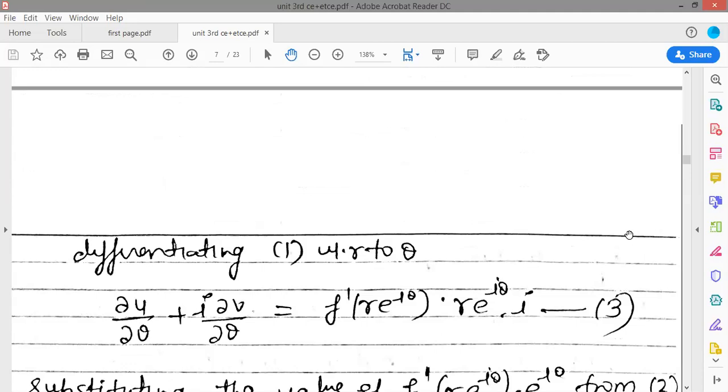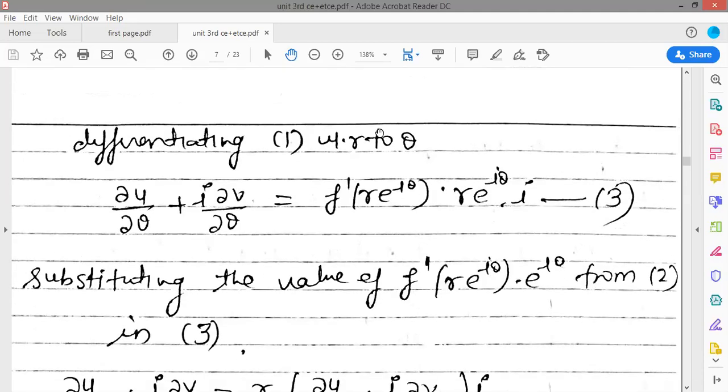Now again differentiating first with respect to theta. So del u by del theta plus i del v upon del theta is equal to f' of r e to the power i theta into r e to the power i theta, and differentiating i theta, the theta derivative is 1 and i will be here. This is our equation third.